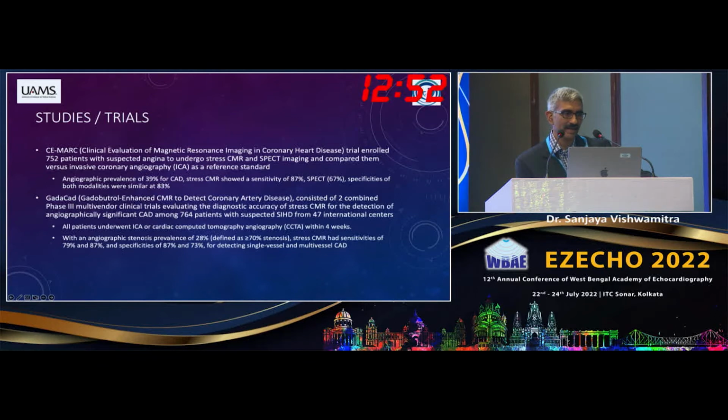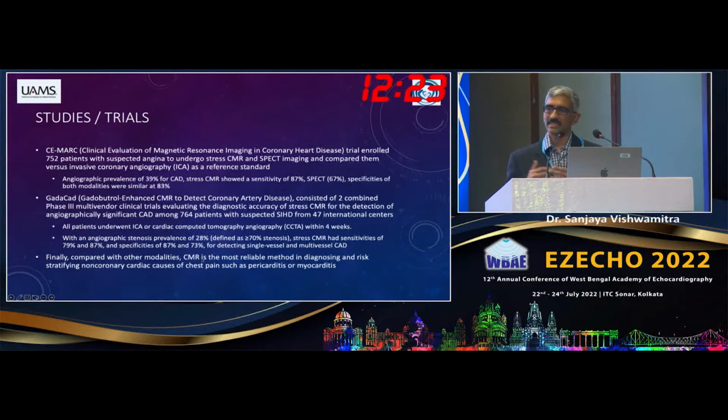Similarly, the GATACAD trial, where the patients all went into ICA or invasive catheter angiography or had cardiac CT exams within 4 weeks, also showed that in patients who had typically stenosis greater than 70%, stress CMR also had similar sensitivities of between 80 and 87%. And here the specificities were a little bit higher, 87% and 73%, for detecting both single disease and multi-vessel disease.